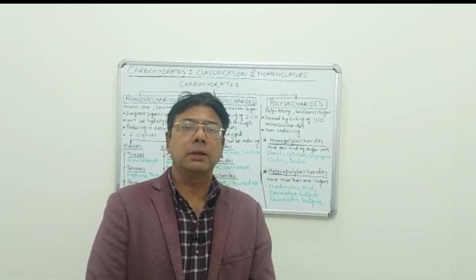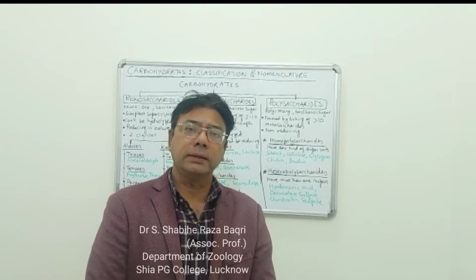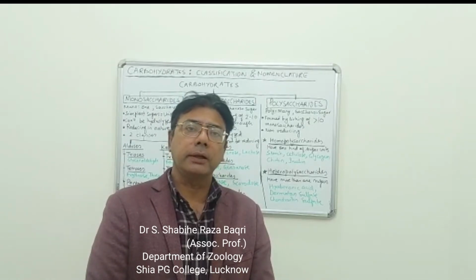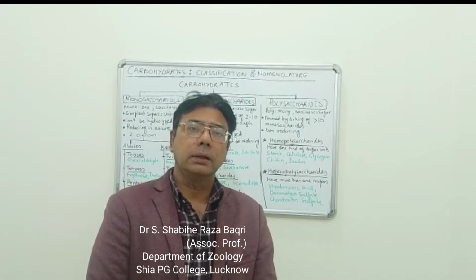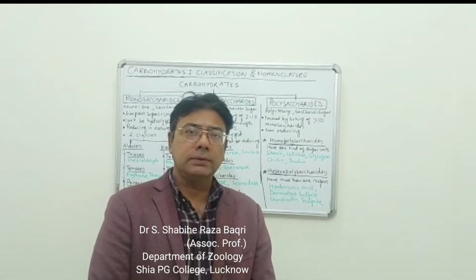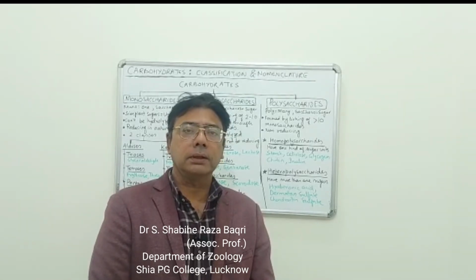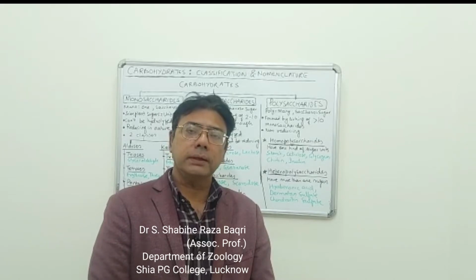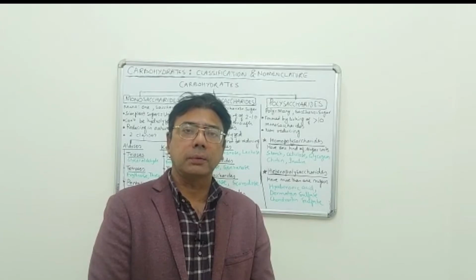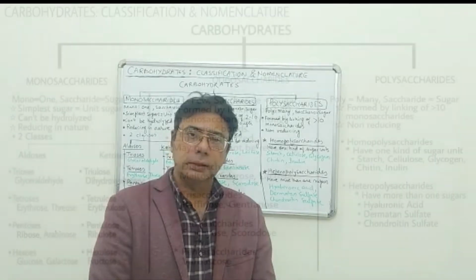In the last video we talked about carbohydrates. We defined carbohydrates and I presented the chemical definition, that carbohydrates are polyhydroxyaldehydes and ketones, and I furnished two examples of the simplest carbohydrates. In this video we are going to discuss the classification of carbohydrates, and then we will see some important features of carbohydrates and their nomenclature.